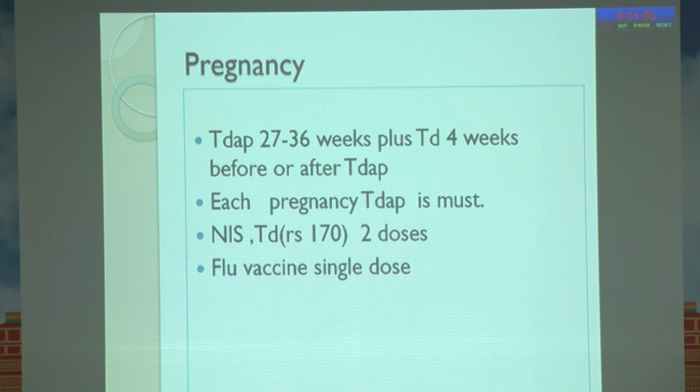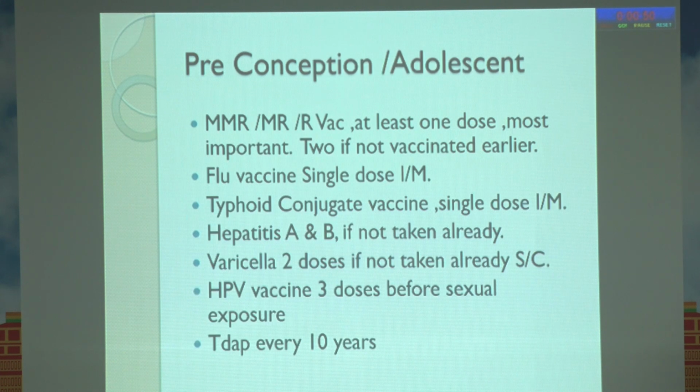In pregnancy, at least 1 dose of Tdap, and the second dose can be of Td, 1 month before or after Tdap, plus flu vaccine. Coming to vaccinations for adolescents or young adults or the preconception period.